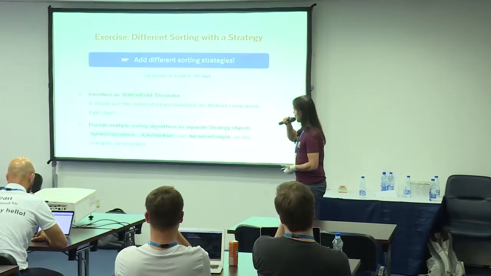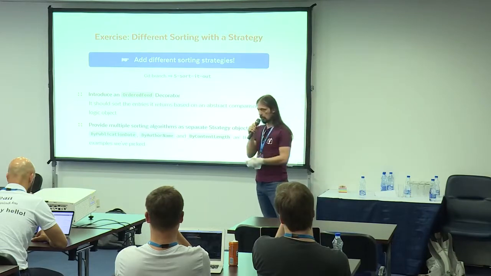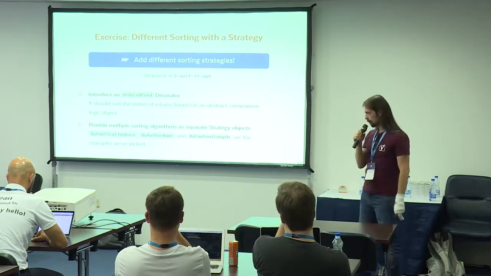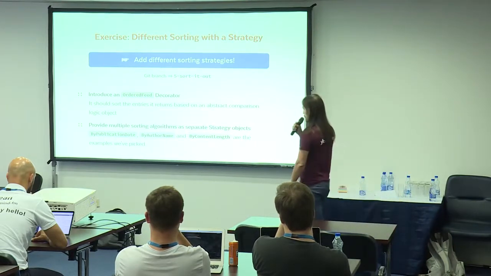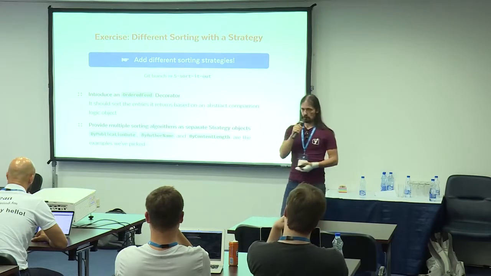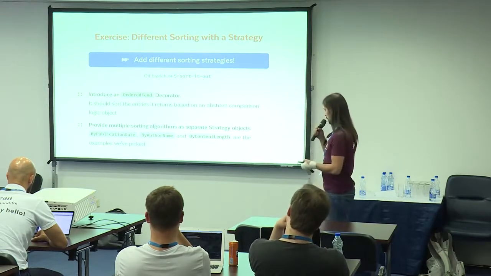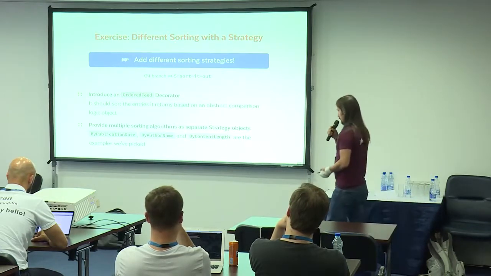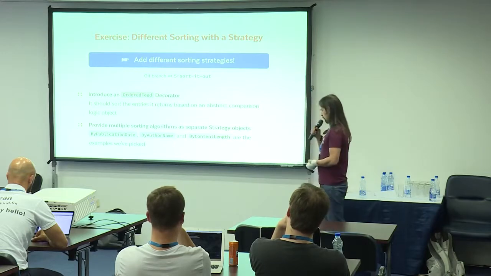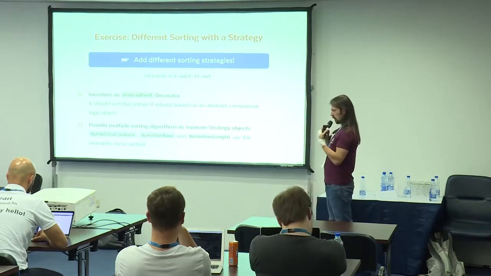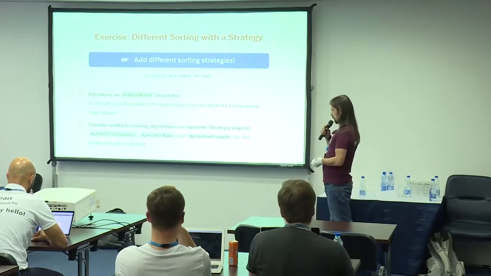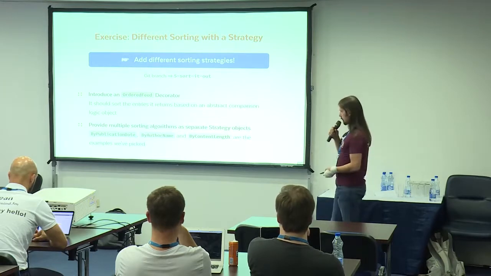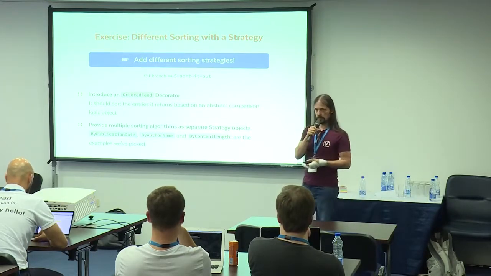So the exercise then, it's in branch 5, sort it out. Introduce an ordered feed decorator, which should sort the entries based on an abstract comparison logic object. So you can probably already guess that this is meant to apply the strategy pattern, and provide multiple sorting algorithms. In our case, we used by publication date, by author name, and by content length to have a bit of a variation in the algorithms. But feel free to be creative and use something else.